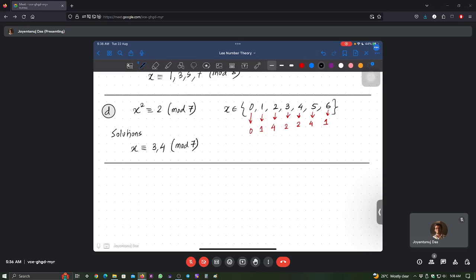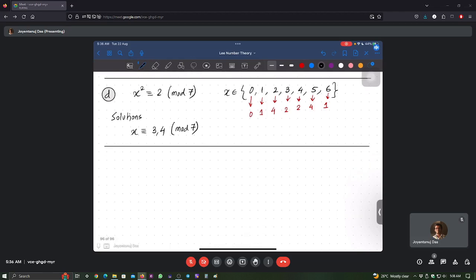Right? So the last one is x square congruent to 3 modulo 7. But this one we already checked here, right? So here 3 does not come. So it has no solution. Right? Fine?